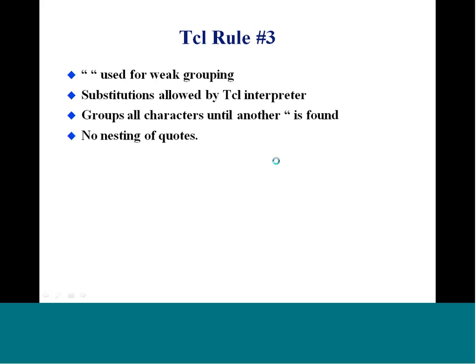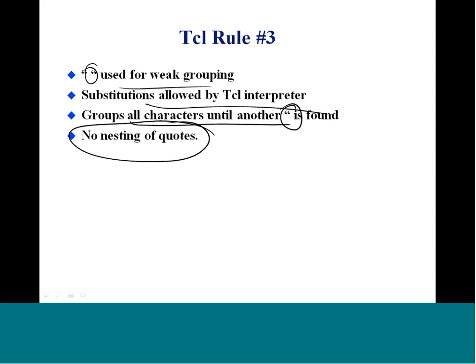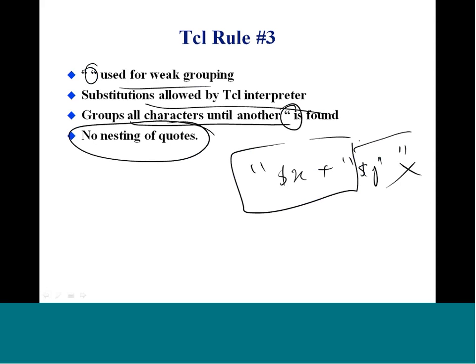Rule number three is to use the quotes for weak grouping. Here substitutions are allowed by the TCL interpreter. It groups all characters until a matching quote is found. One thing to note is there is no nesting of quotes, so you cannot start something like quote dollar x plus then another quote and dollar y and then end this. This does not work because up to here it is taken as one, and then the quote and quote is taken as the next one. So your dollar y is left with nothing. The nesting does not work in these kinds of rules. So this is another key thing that I want you to keep in mind.